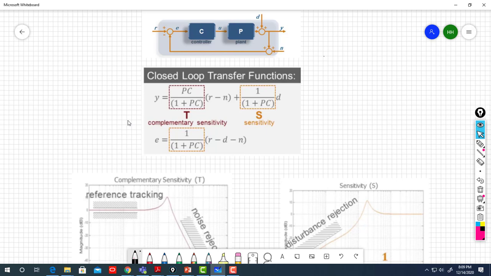Essentially, what I want to tell you is that this transfer function, we call it the sensitivity. And this transfer function, we call it complementary sensitivity. Why complementary sensitivity? Because simply, if you add them together, you take the common factor 1 plus PC, you will get PC plus 1 over 1 plus PC. So, 1. That's why we call it complementary sensitivity. Or sometimes we call it transmissibility. That's why the letter T. We call it the transmissibility transfer function and the sensitivity transfer function.